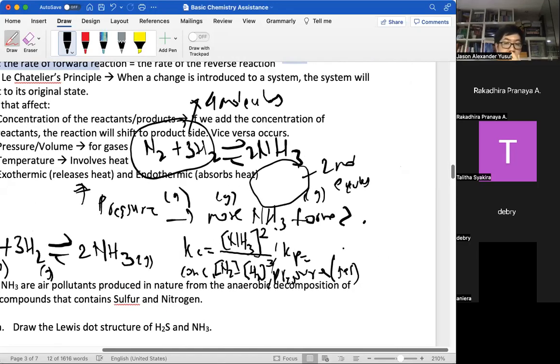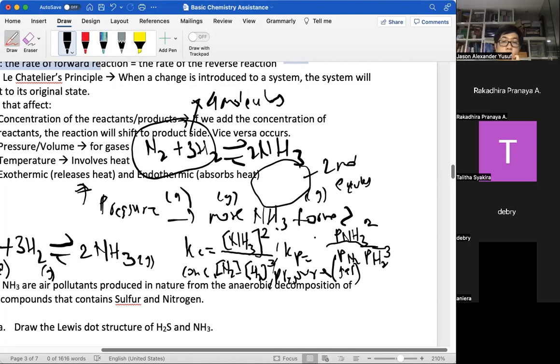Next would be the value of Kp. And as I've said before, the value of Kp depends on the partial pressures of the gaseous reactants. And since all of this is gas, hence all of it is involved. So we have PNH3, PN2, and PH2. And again, we look at the coefficients. We square this, we raise this to the power of 3, and we leave this as it is.